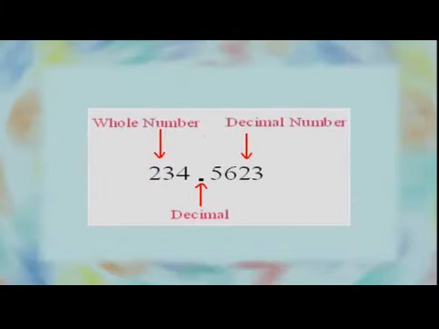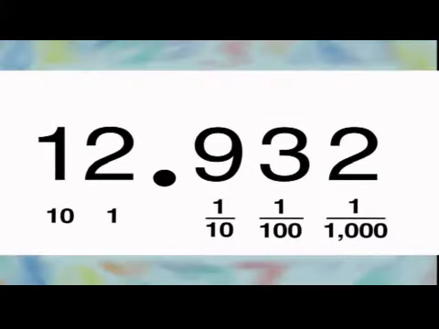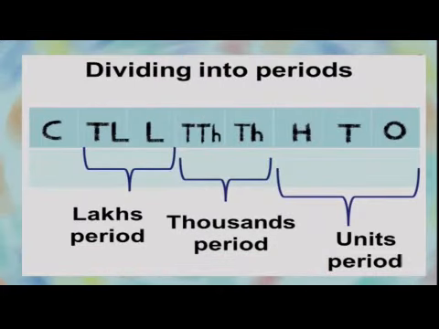In our decimal number system, the value of a digit depends on its place or position in the number. Each place has a value 10 times the place to its right. A number in standard form is separated into groups of 3 digits using commas. Each of these groups is called a period.